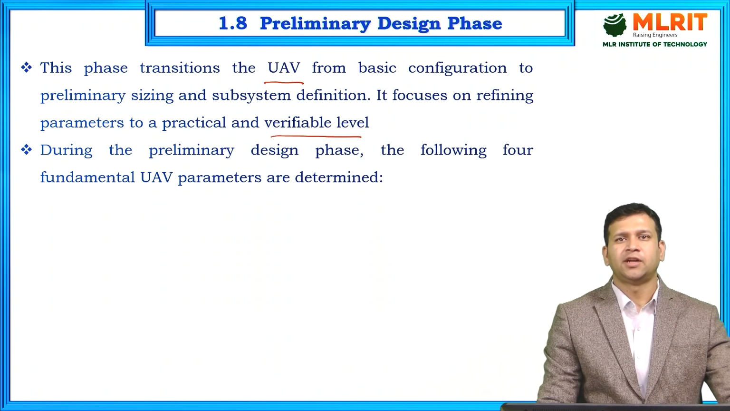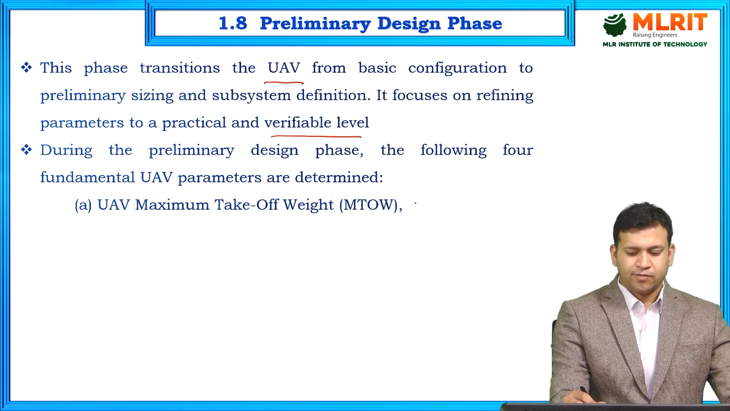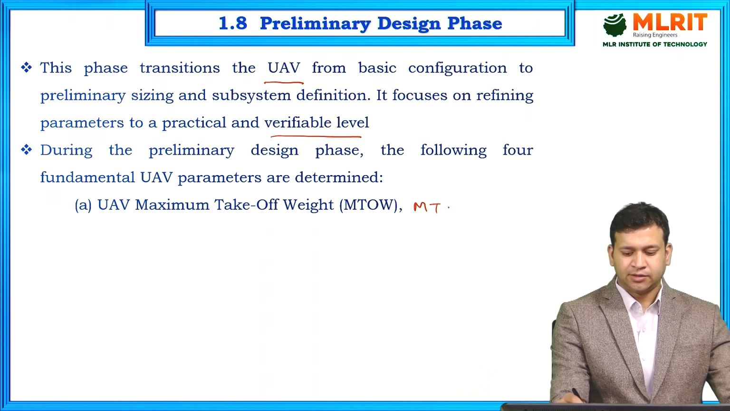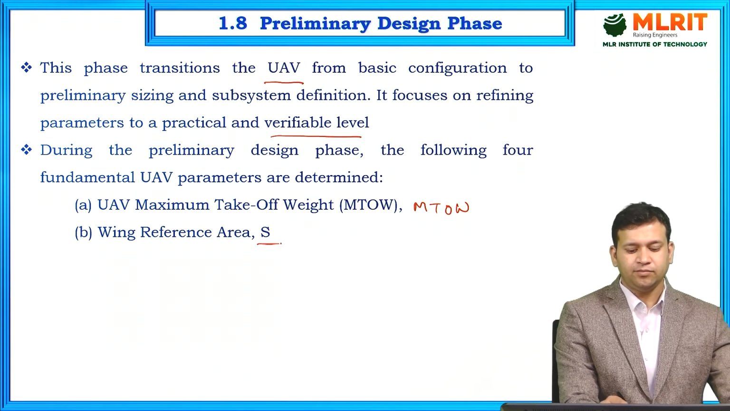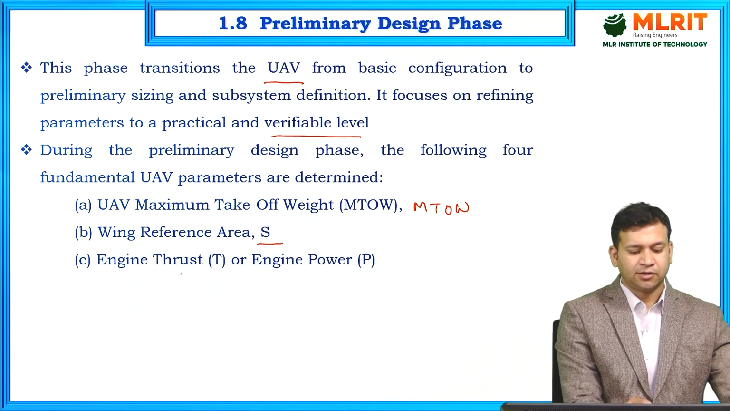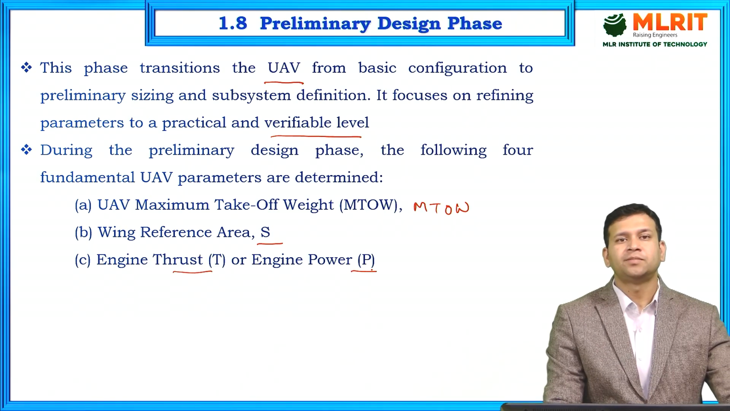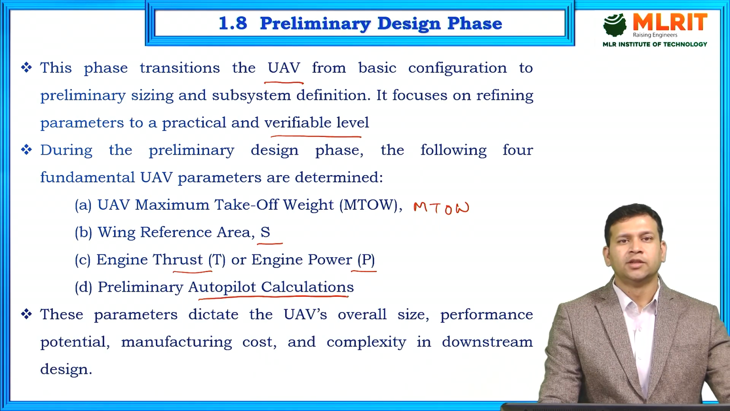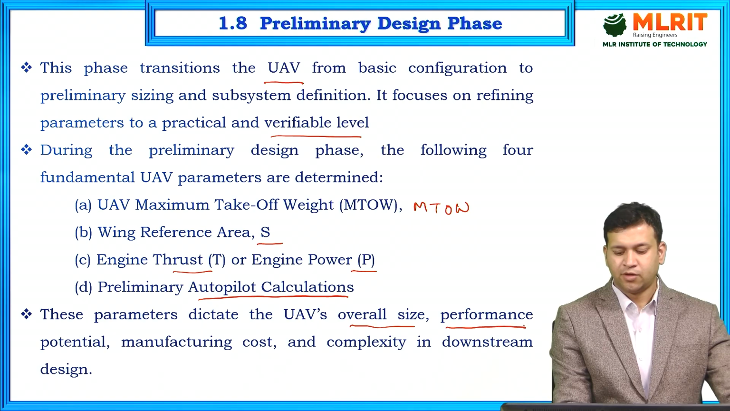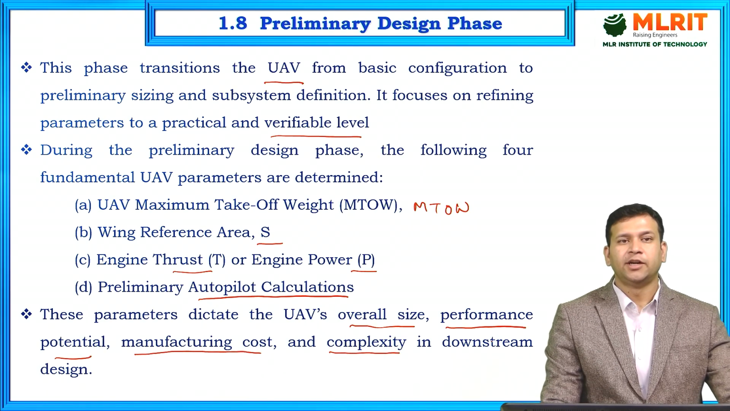During the preliminary design phase, the following four fundamental unmanned air vehicle parameters are determined: maximum takeoff weight, which is the UAV maximum takeoff weight, wing reference area, engine thrust or engine power, and preliminary autopilot calculations. These parameters dictate the UAV's overall size, performance potential, manufacturing cost, and complexity in downstream design.